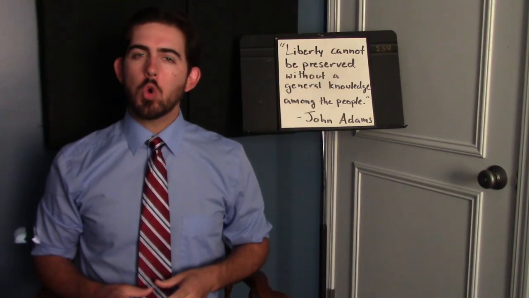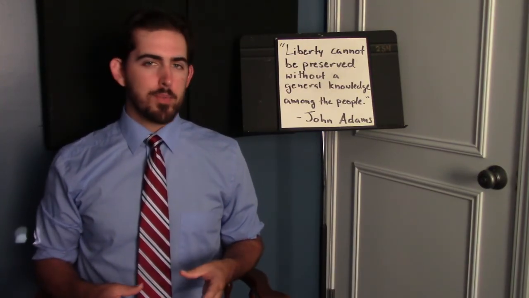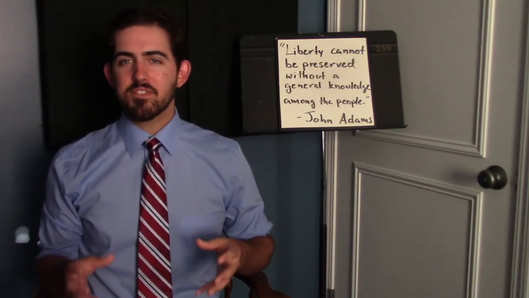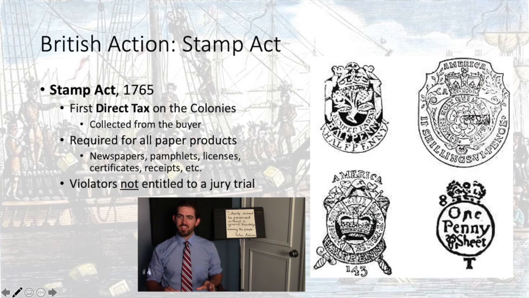The British government was only beginning to recognize the effects of a century of salutary neglect when they touched off a proverbial powder keg with the passing of the Stamp Act in 1765. Now, let me be clear about something. The Stamp Act was not a tax on stamps. It was a tax on paper products. Per the new law, any paper product purchased in the colonies, newspapers, pamphlets, certificates, licenses, receipts, and more, had to be stamped with an official seal before the sale was considered legal. In order to receive the stamp, the buyer had to pay a tax.